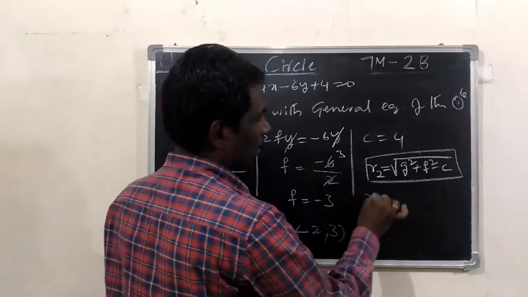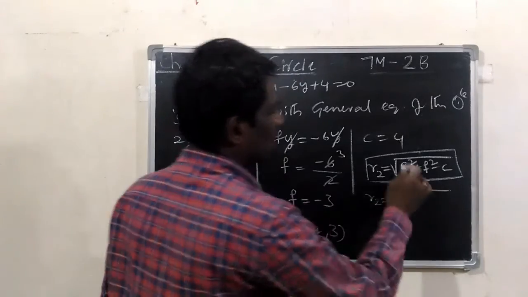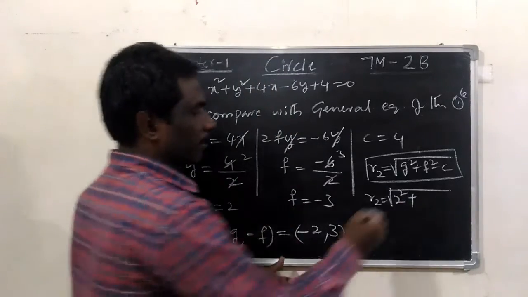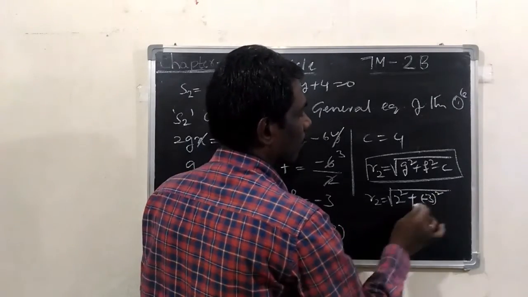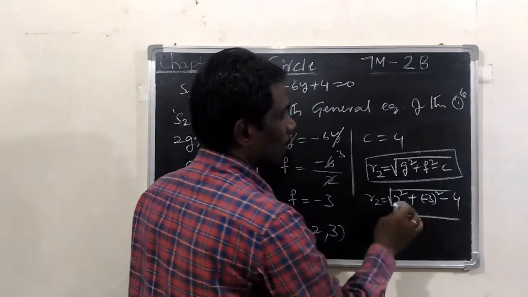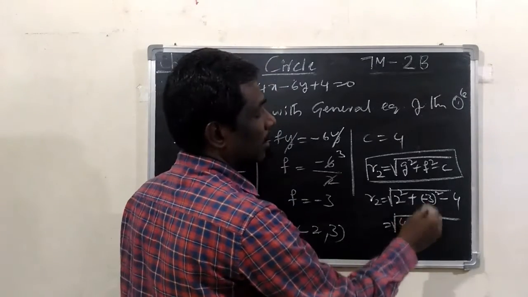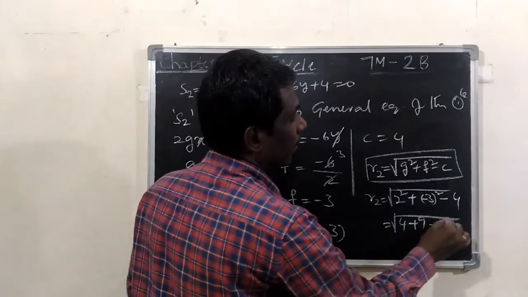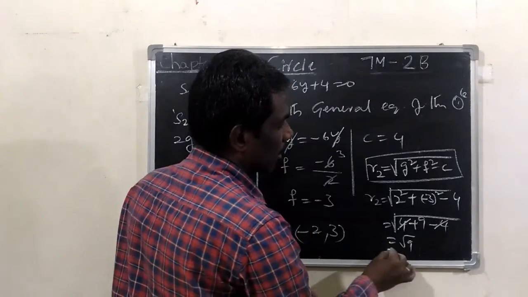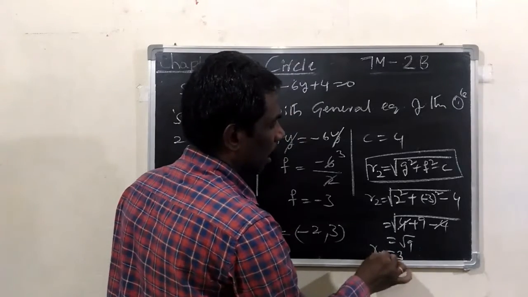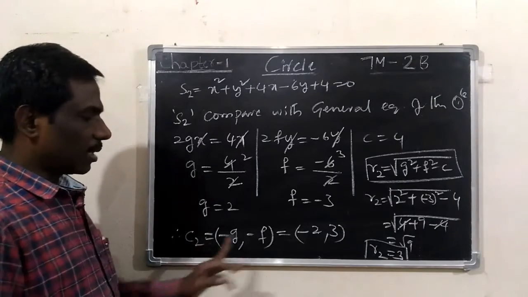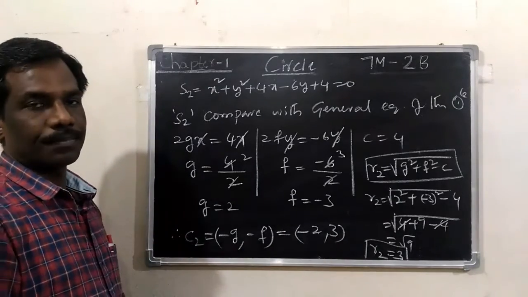And in that formula, we substitute these values: g squared, g is 2, so 2 squared, plus f squared, f is minus 3, so minus 3 whole squared, minus c, c is 4. So it equals the square root of 2 squared is 4, plus minus 3 whole squared is 9, minus 4. The plus 4 and minus 4 cancel. Root 9 remains. Root 9 is 3. This is R2. The second radius is 3 and the second center is (minus 2, 3).